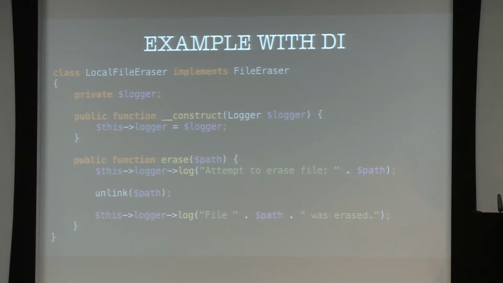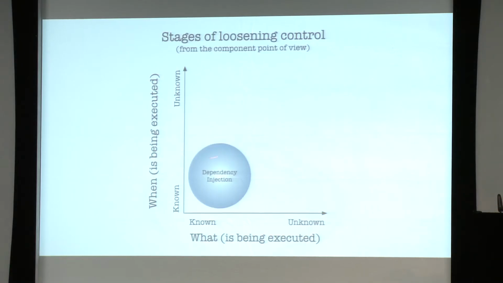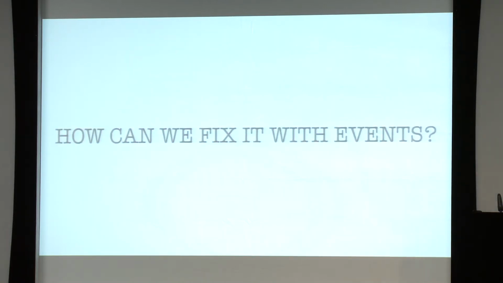So we are in full control, and if you look at the chart, it gives us this position. So we know the what and when. And that's one of the approaches to doing the inversion of control. So we are in control of everything. Obviously, it adds some complexity to our code, but it also gives us the benefit that we can change it whenever we want. So how can we solve the same problem with events?